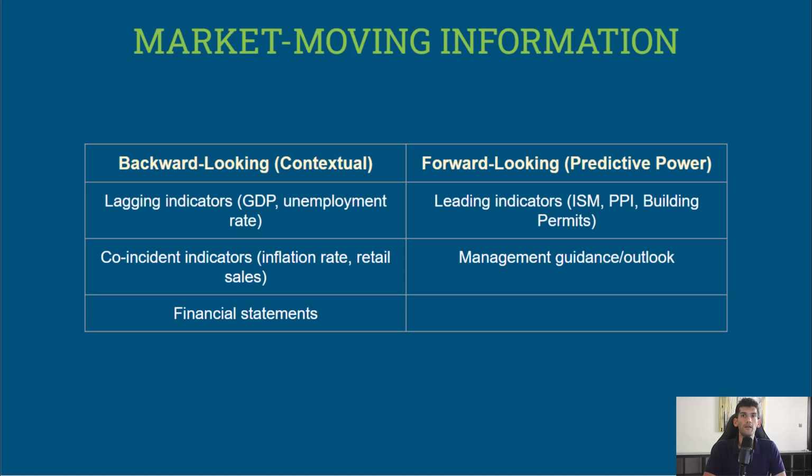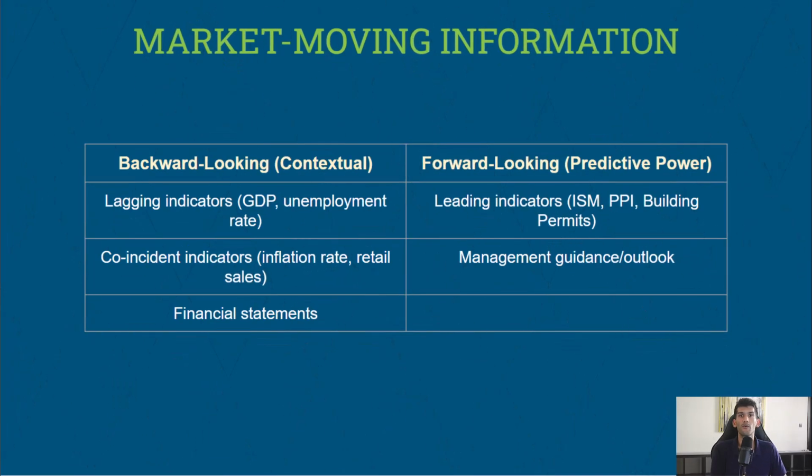These would normally be lagging indicators like GDP rate, unemployment rate, and coincident indicators that will tell us about the current state of affairs. So for example, what's happening to the inflation rate, what's happening to retail sales. All that information does not give you any idea of how the future will play out, but it tells you where we've been in the past, where we're at currently, and then when we mix the context with what the leading indicators with predictive power are telling us, then that gives us a fairly good chance at being able to predict what's going to happen next.